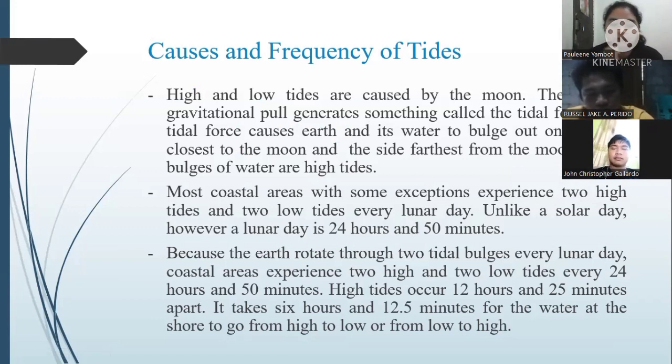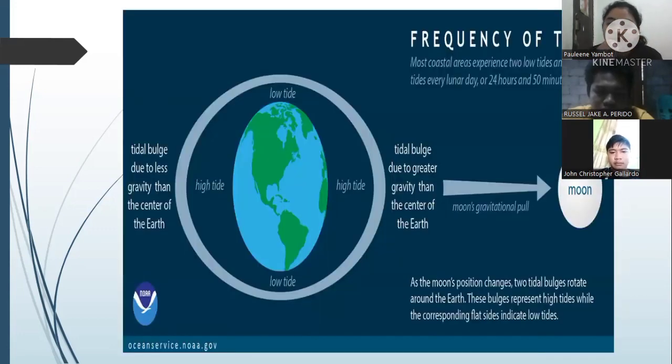Then most coastal areas, with some exemptions, experience 2 high tides and 2 low tides every lunar day. Hindi katulad sa solar day na kasi yung lunar day is 24 hours and 50 minutes. Then because of the rotation of the earth through 2 tidal bulges every lunar day, coastal areas experience yun nga yung 2 high tides and 2 low tides every 24 hours and 50 minutes. High tides occur hours and 25 minutes apart. So it takes 6 hours and 12.5 minutes for the water at the shore to go from high to low or vice versa na from low to high. So ito yung frequency of tides.